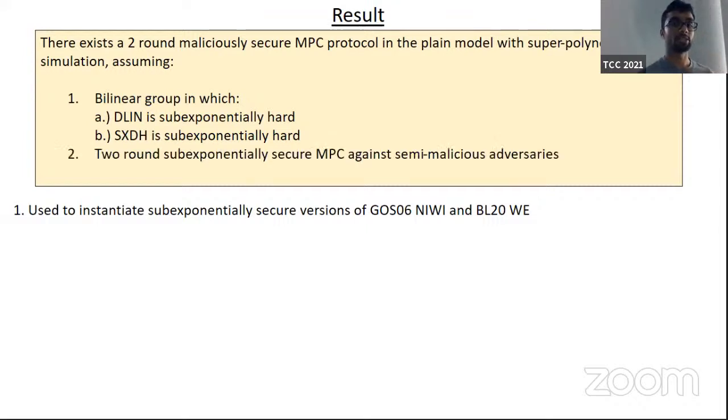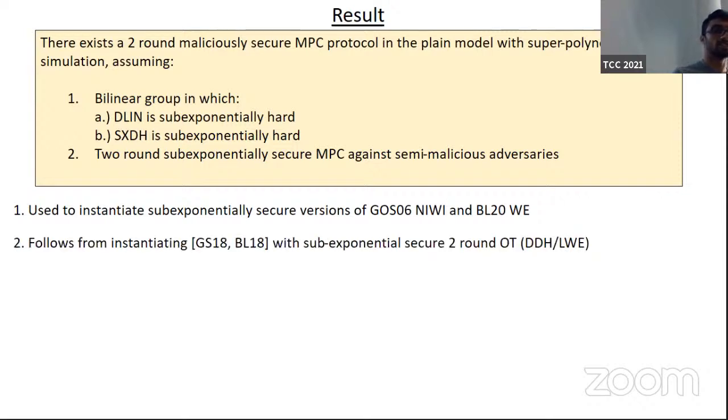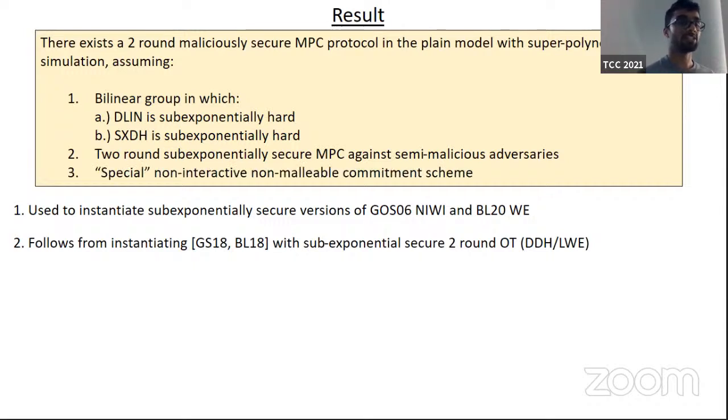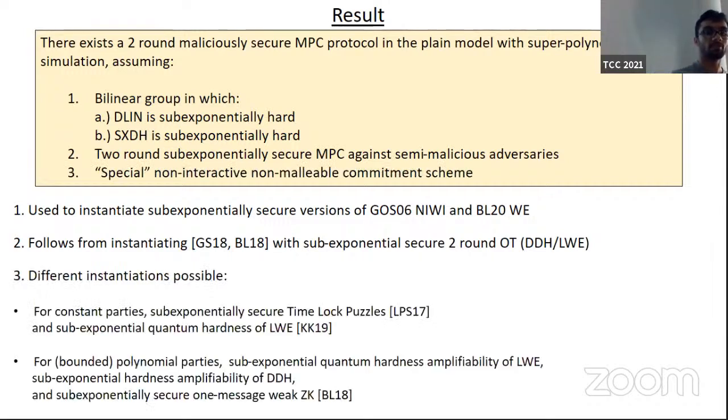We also require 2-round sub-exponentially secure MPC against semi-malicious adversaries. And this follows by instantiating known works with sub-exponentially secure 2-round OT. For the special non-interactive, non-malleable commitments, we have 2 possible instantiations. For a constant number of parties, this follows from sub-exponentially secure time-lock puzzles and sub-exponential quantum hardness of LWE. For a bounded polynomial number of parties, we require sub-exponential quantum hardness amplifiability of LWE, sub-exponential hardness amplifiability of DDH, and sub-exponentially secure 1-message PIR.